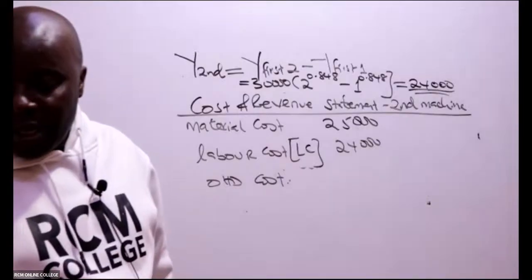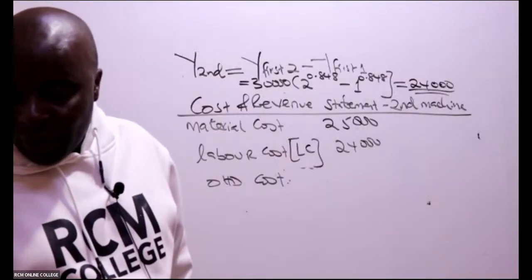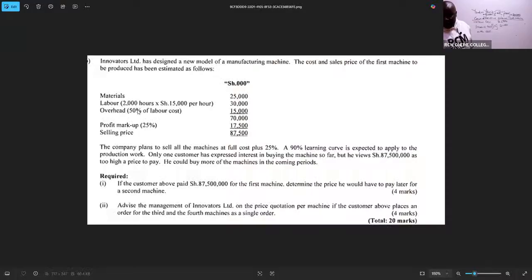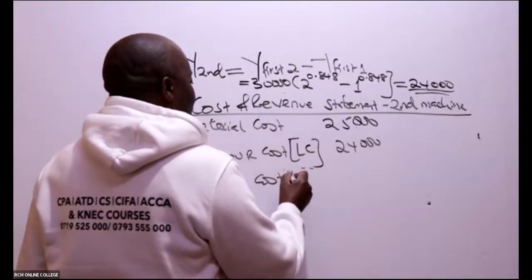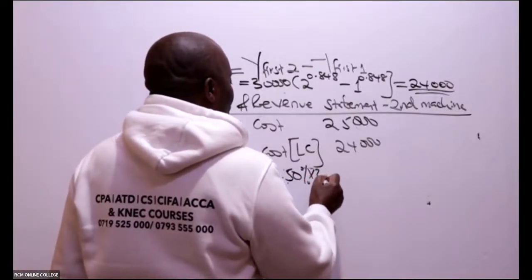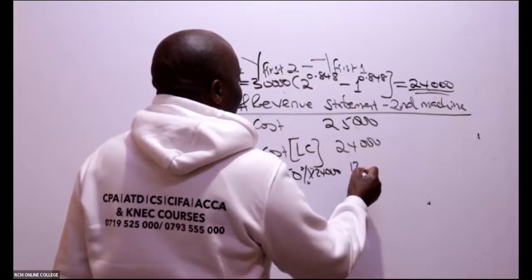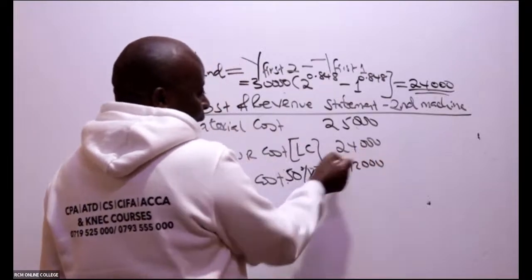So what have they told us about overhead cost? There is a way of getting this. For overhead cost, they'll always tell you the way of absorbing them. Overheads are common. So they've given a criteria here: it's 50% of labor cost. So overheads will be 50% of 24,000, which gives us 12,000.